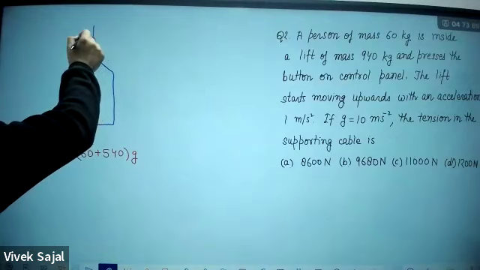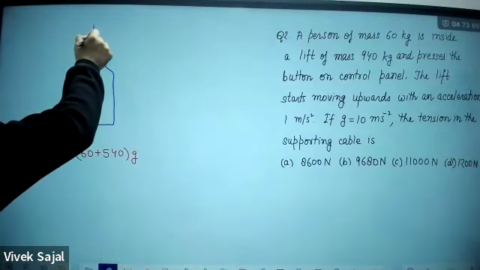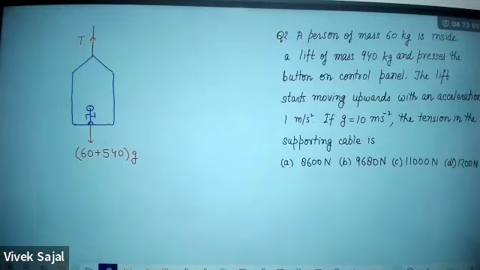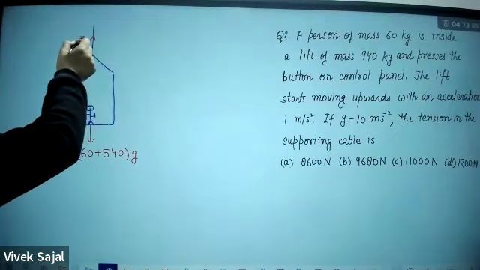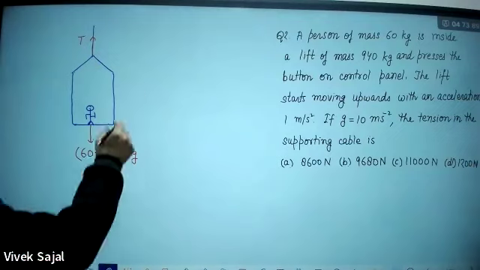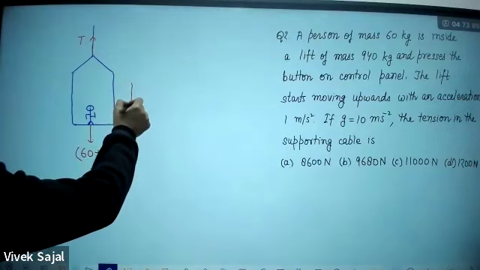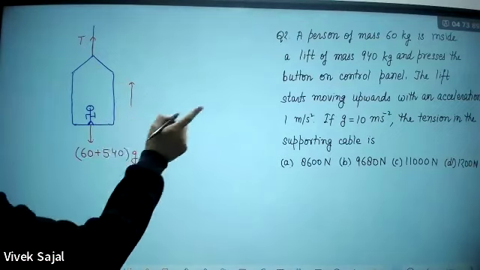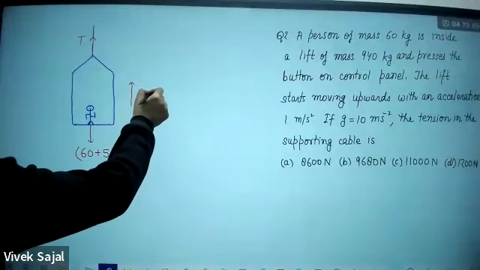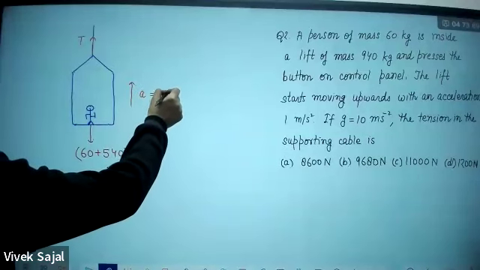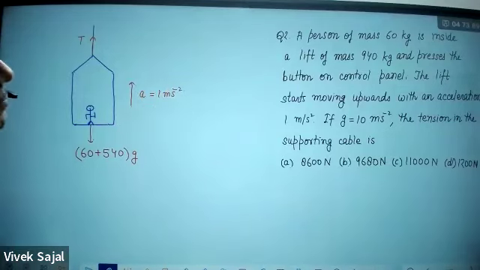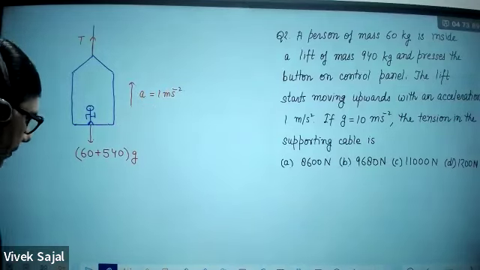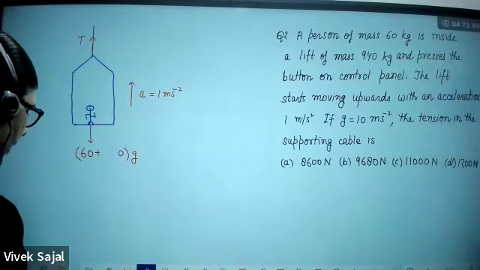Suppose the tension in this string that is attached with the lift, this is the supporting cable. In the supporting cable I am assuming tension is T, and this lift is moving in the upward direction with an acceleration a equal to 1 meter per second square. Sir, there it will be 60 plus 940, right? Yes, this will be 940.